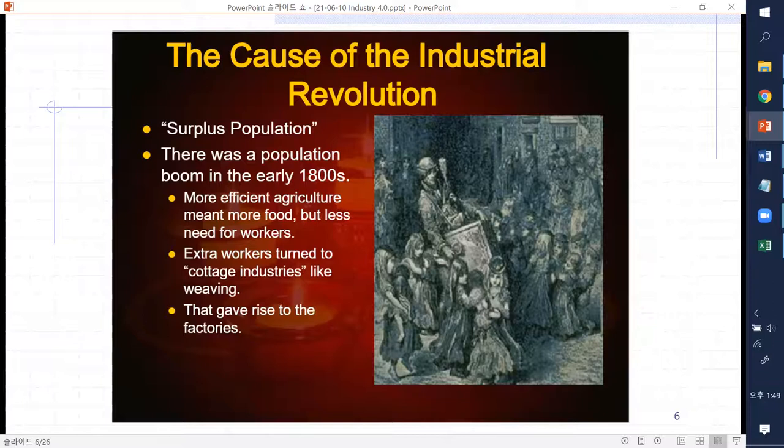There was a population boom in the early 1800s because of the agricultural efficiency; there is more food. And also because of technology, we need fewer workers for farming. So extra workers turn to cottage industry, like a weaving factory. That gives us the rise of factories, or Industry 1.0.